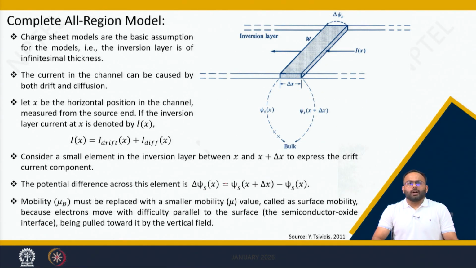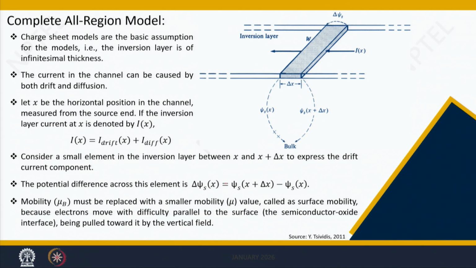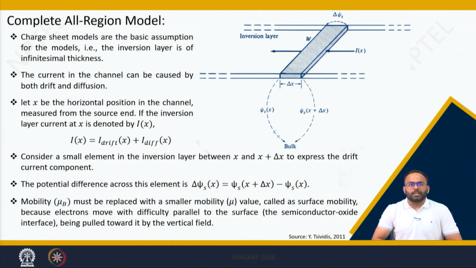Let us derive a complete all region model. Here, complete stands for no simplifications having been considered, and all region stands for the derived equation being applicable to capture all regions of operation, that is weak inversion, moderate inversion and strong inversion.